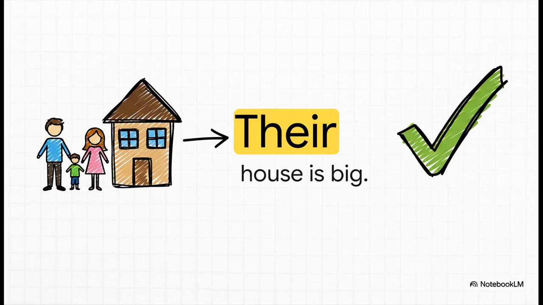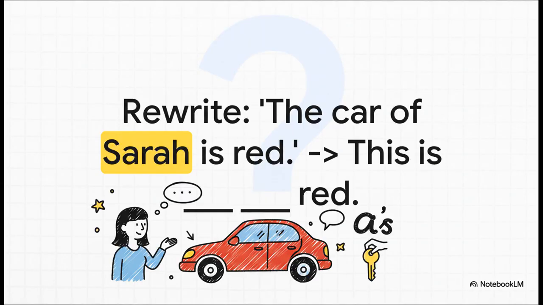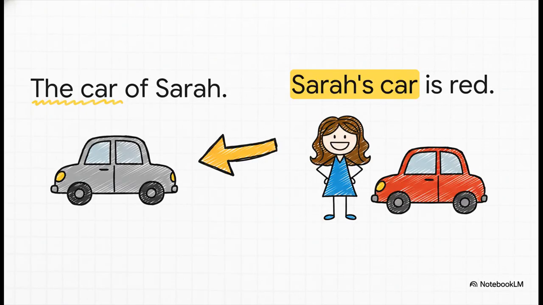Now let's practice with our second tool. Okay, so how can we make this sentence sound way more natural using our apostrophe S? Remember that simple formula: owner plus S plus thing. Perfect. Instead of that clunky phrase, the car of Sarah, we get this smooth and natural Sarah's car. It's shorter, it's cleaner, and it's exactly how people actually talk.